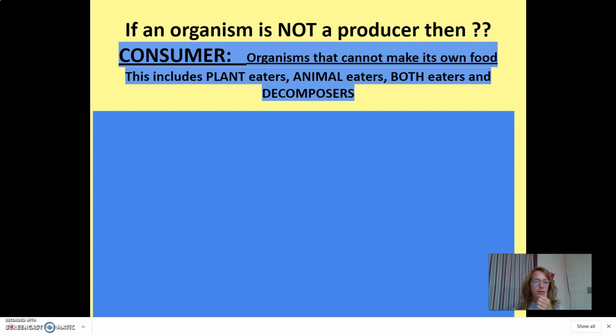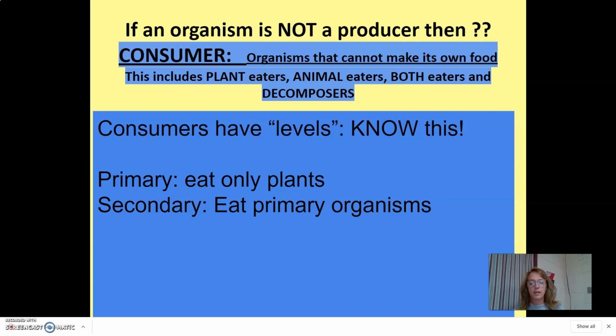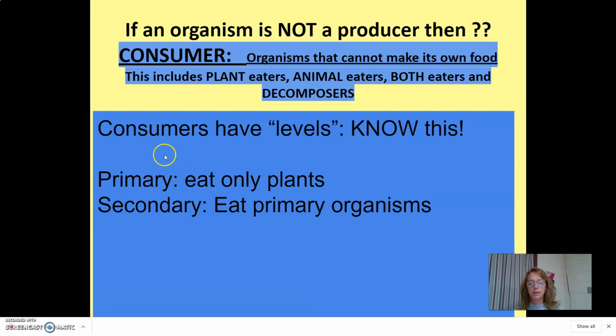Okay, so if you're not a producer, you are a consumer, meaning you don't produce food, but you consume food. So consumers include herbivores, carnivores, omnivores, and decomposers. There are certain levels of consumers. The first level, which would only eat plants, are primary consumers. If you are called a secondary consumer, it's because you eat these guys. You may also eat plants, but that's it. You don't eat anything higher than a primary consumer.